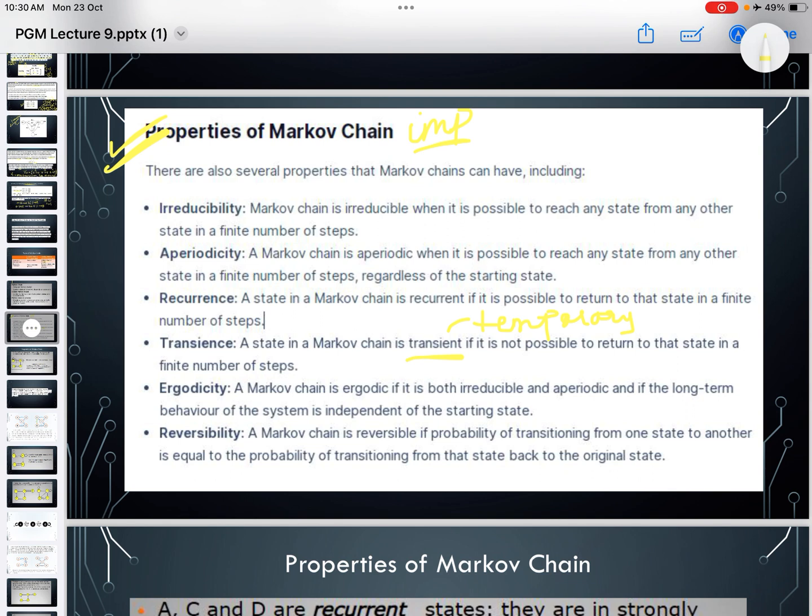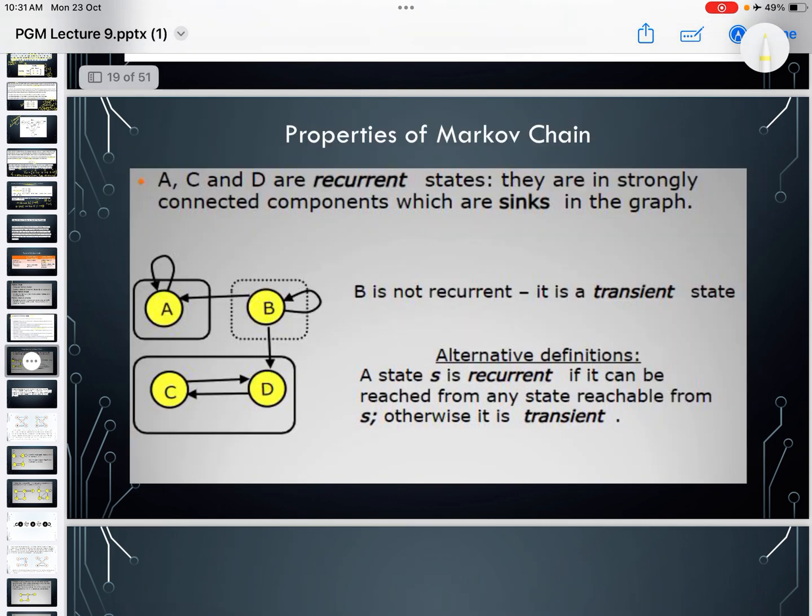Ergodicity. A Markov chain is ergodic if it is both irreducible and aperiodic, and if the long-term behavior of the system is independent of the starting state. Reversibility. A Markov chain is reversible if the probability of transitioning from one state to another is equal to the probability of transitioning from that state back to the original state.